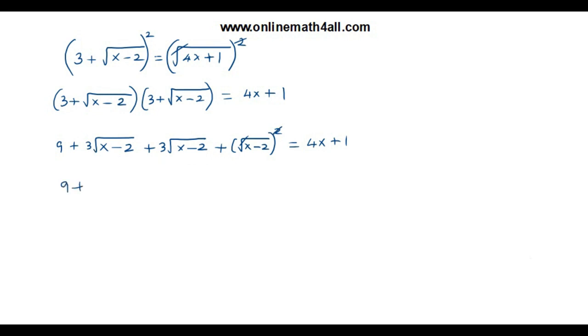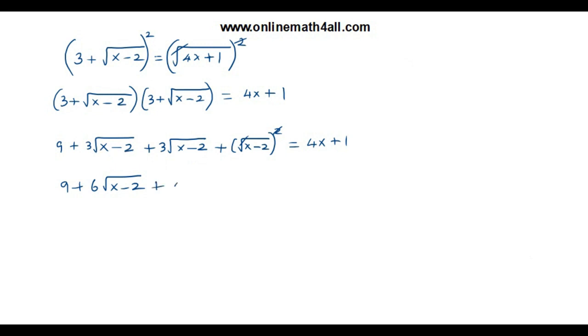These two are like terms. We have square root of x minus 2 and square root of x minus 2. When you combine them, we get 6 times square root of x minus 2. This is similar to 3x plus 3x, where we write 6x. We have x here, we have x here, so they are like terms. When we combine them, we get 6x. In the same way, we approach 3 times square root of x minus 2 and 3 times square root of x minus 2. When you combine them, it will be 6 times square root of x minus 2.